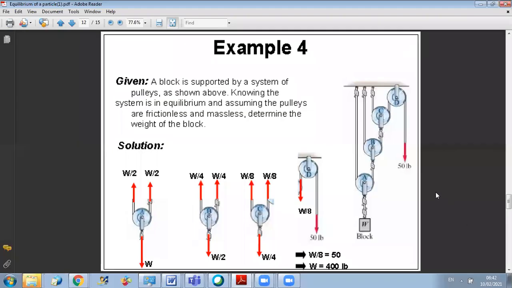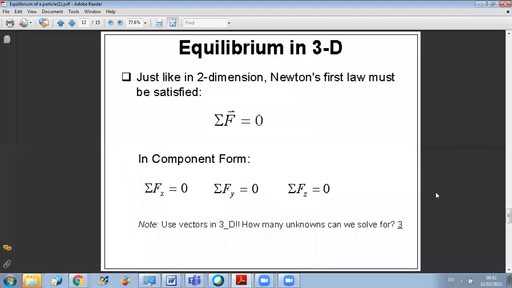So we are done with problem 4. Now we will move to equilibrium in 3D. Okay, so the concept is the same as in 2D. The idea is to apply the equilibrium relation into three directions, x, y, and z.